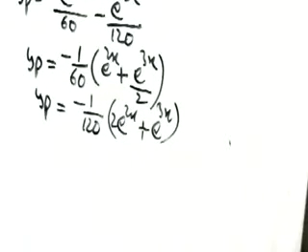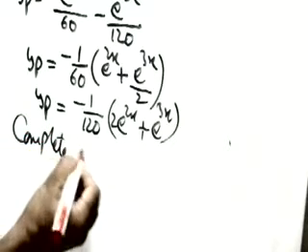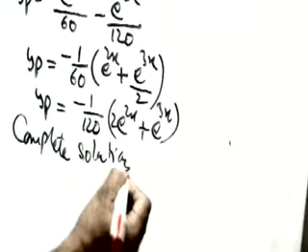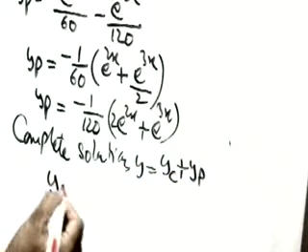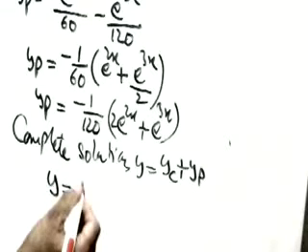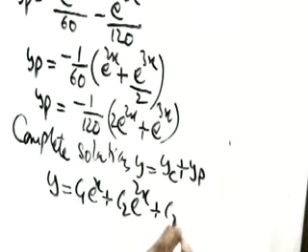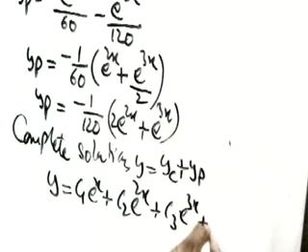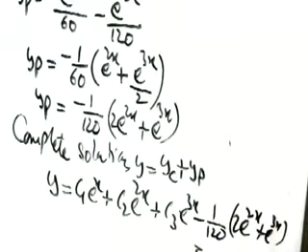Now lastly we have to write the complete solution. Always we have to write the complete solution. So what is the formula for complete solution here? Always when we write complete solution we have to write y equals to yc plus yp. So y equals to yc, the value of yc we got: c1 e power x plus c2 e power 2x plus c3 e power 3x, plus yp. The value of yp we got here: minus 1 by 120 into 2 e power 2x plus e power 3x. Let me do one more question, the last question.